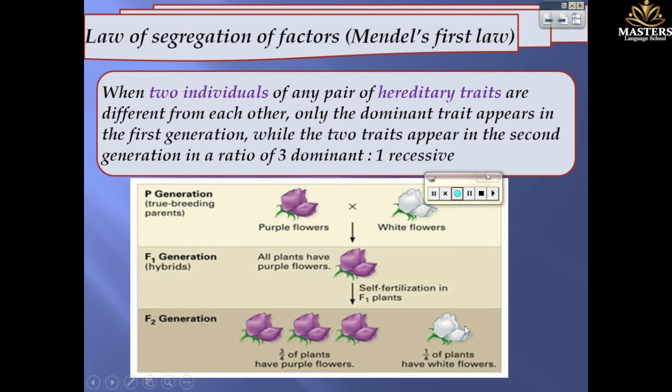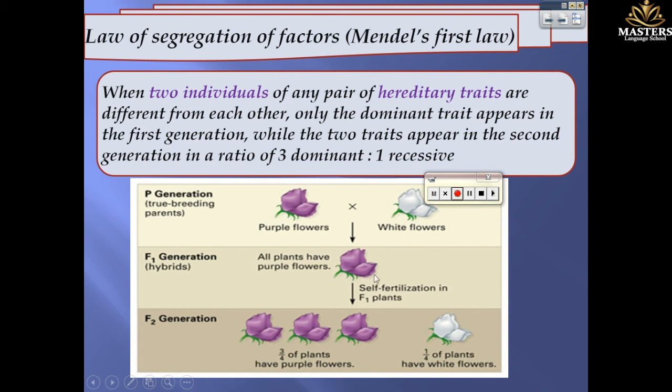3 quarters to 1 quarter, 75% to 25%. Again, what is meant by Mendel's first law or the law of segregation of factors? When two individuals of any pair of hereditary traits, like the color of flower, one purple and the other white, are different from each other, only the dominant trait appears in the first generation. Here, the dominant trait is the purple color.